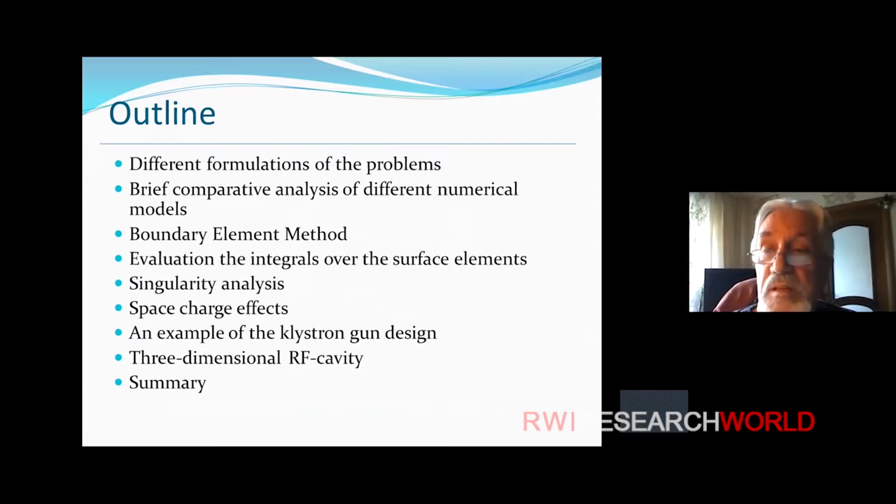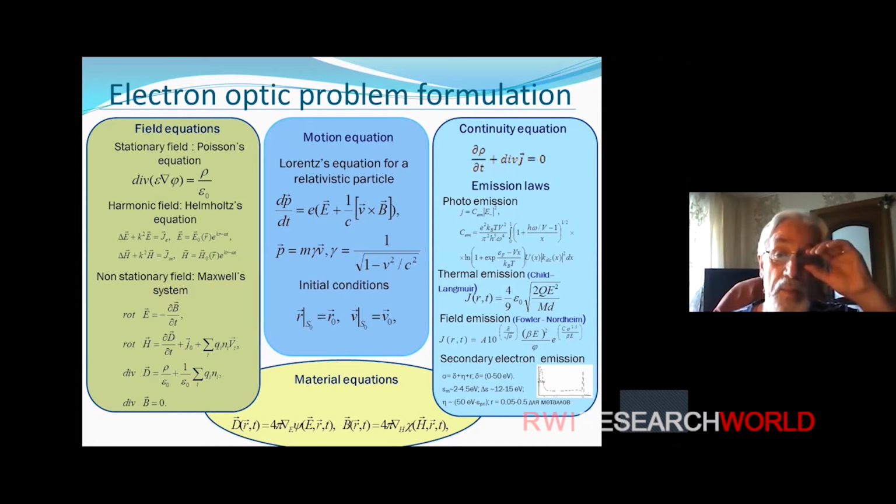I'll give just a brief introduction to the boundary element method, about some mathematical aspects, and also I will present some examples of industrial application. The problem of electron optics includes as field equations, equations for particle motions, continuity equations, and material equations.